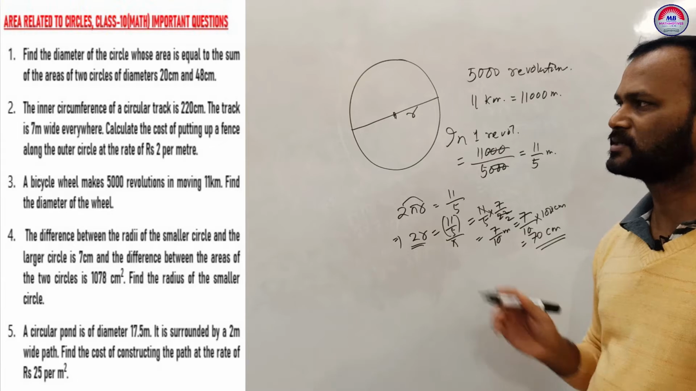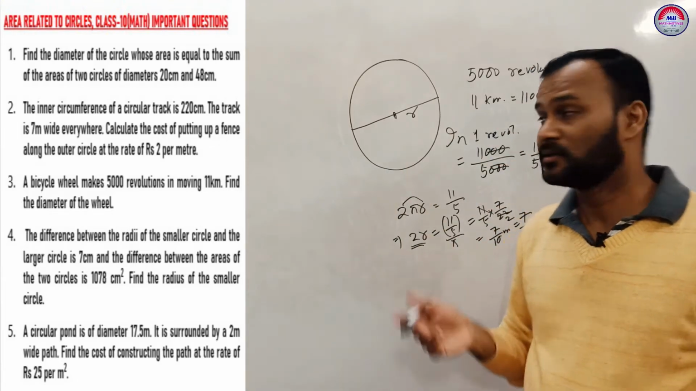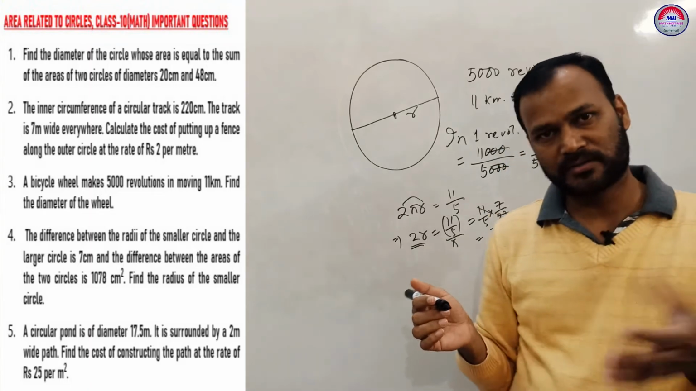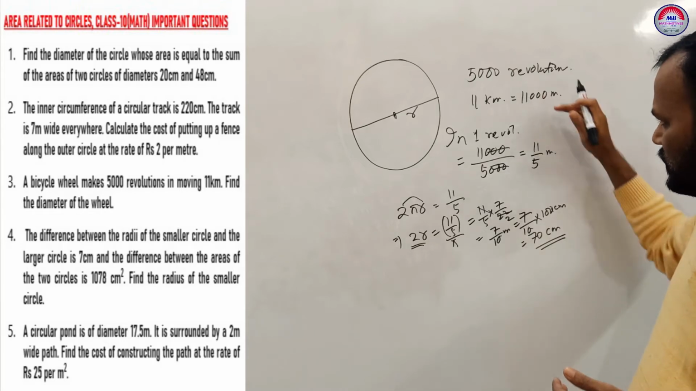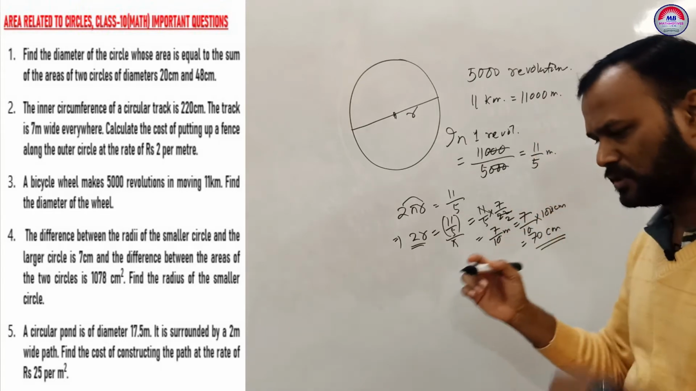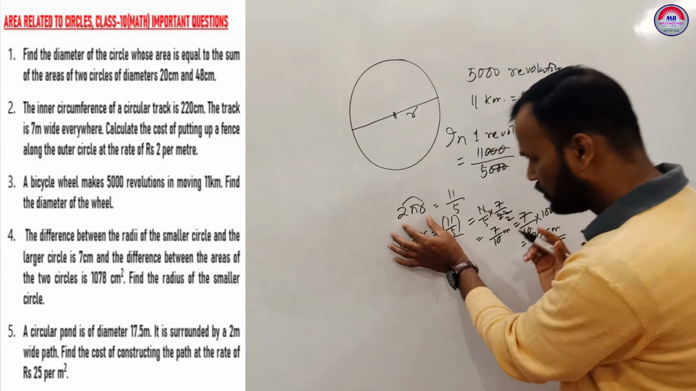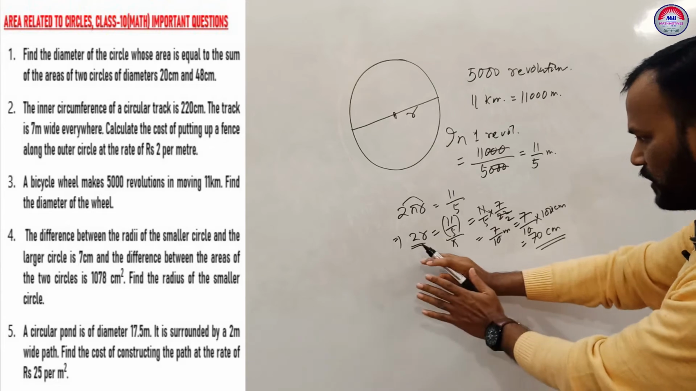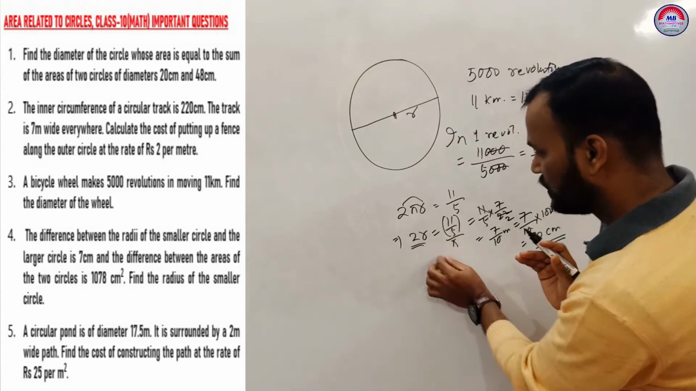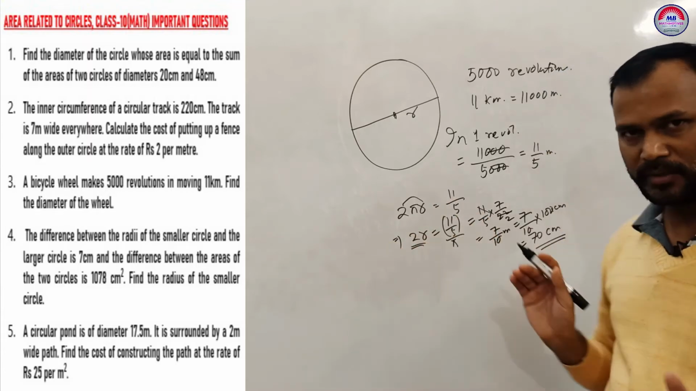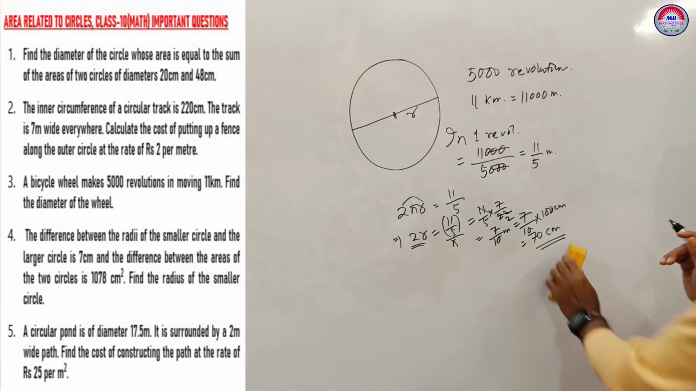It's very easy. First given 5000 revolutions, 11 kilometer. In one revolution, convert this into meter, 11,000 meter, and divide it. In one revolution, it covers its own circumference. Circumference formula is 2 pi r. 2 pi r equals 11 by 5. Then you find diameter, so 2r. If radius is asked, then r equals this one divided by 2 pi. Okay, write it down.